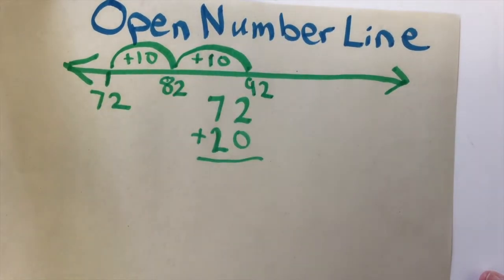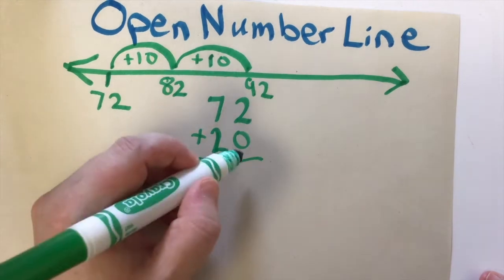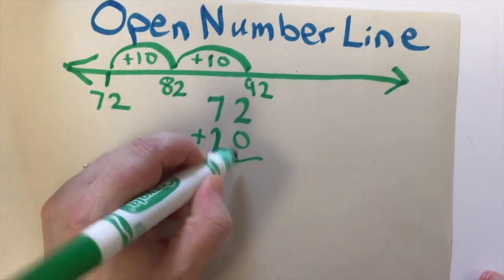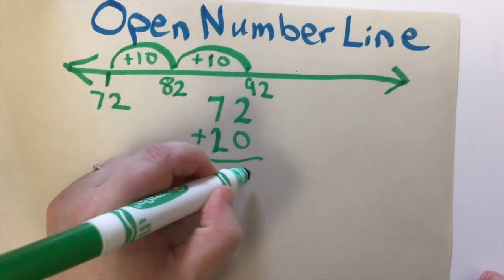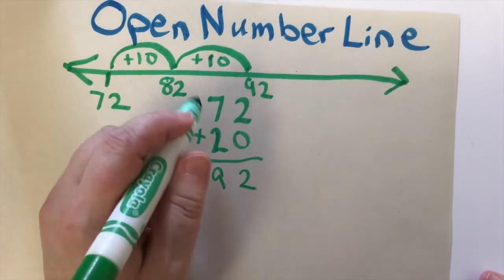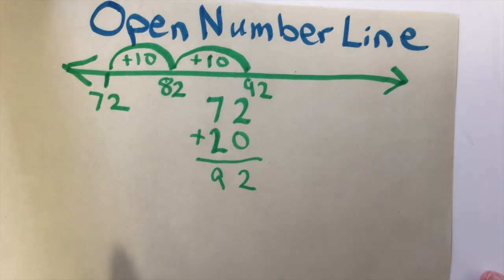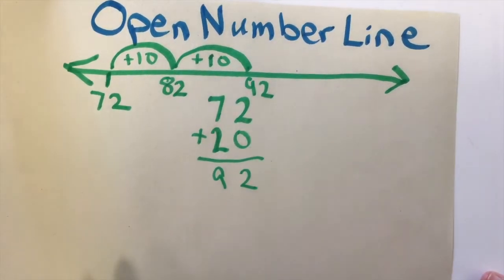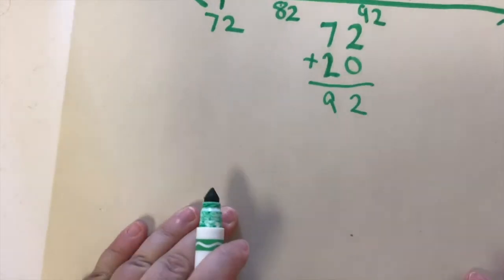This is a great strategy for practicing skip counting, which will end up helping them in multiplication in the long run. So open number lines can be pretty nice. So there's our answer. And we can check it here. 2 plus 0 is 2, and 7 plus 2 is 9. It's 92. Winner, winner, chicken dinner. But what if you need to add tens and ones? Now let's take a look at a different way.